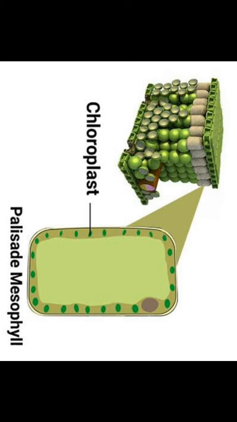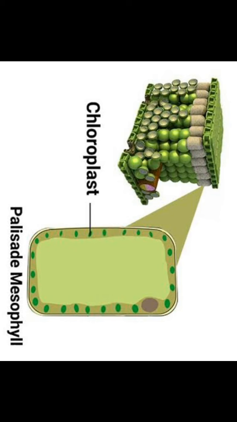The adaxially placed palisade parenchyma is made up of elongated cells which are arranged vertically and parallel to each other. You can see in this diagram, the mesophyll cells below are generally oval or round in shape and loosely arranged, called spongy parenchyma. It is situated below the palisade cells and extends to the lower epidermis.